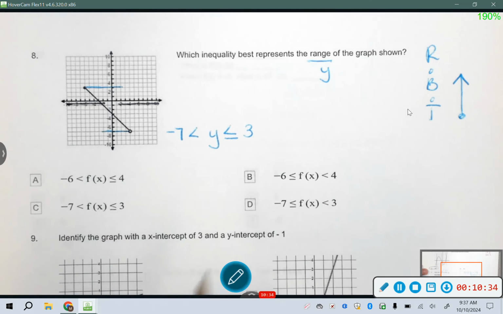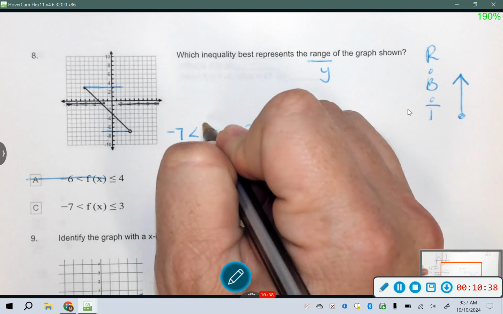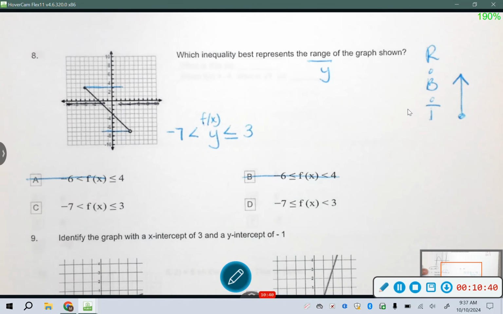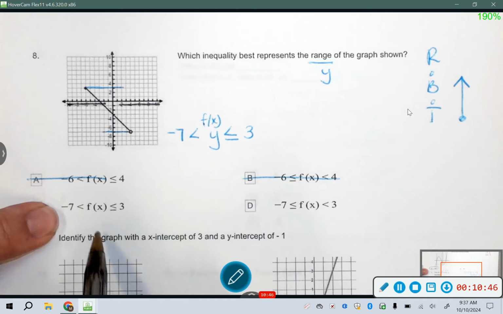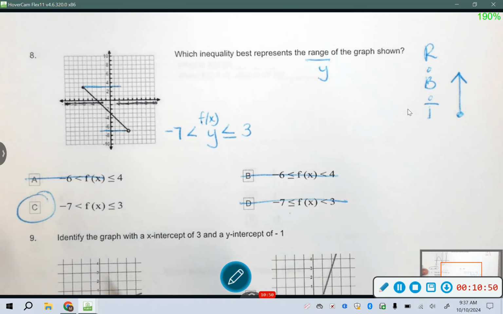So I know that it has to have -7 and then 3. So I know I'm between C and D. So I can cross off A and I can cross off B. And I want you to realize that y can also be written as f of x. So that is interchangeable. Well, -7 does not have an underline and 3 does. This has -7 has an underline, which is not true. So my answer is C.